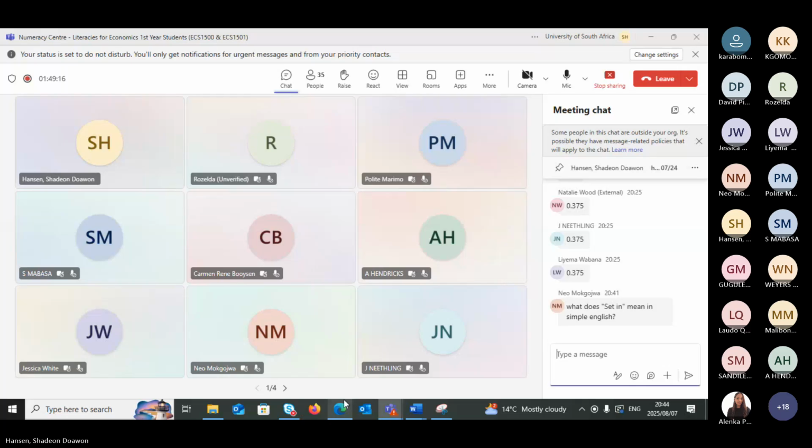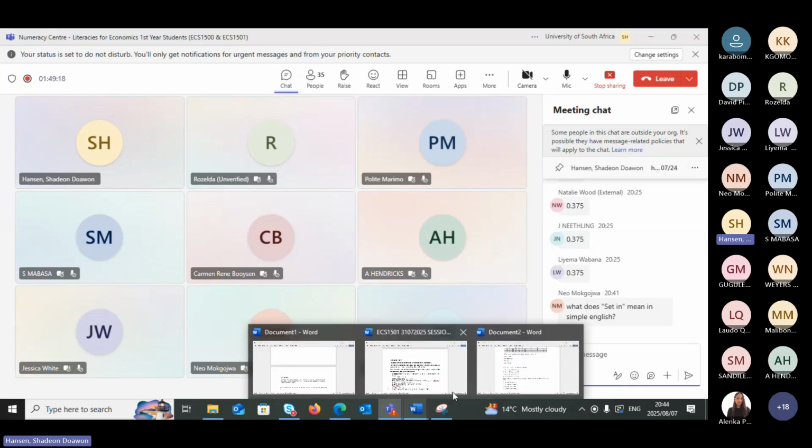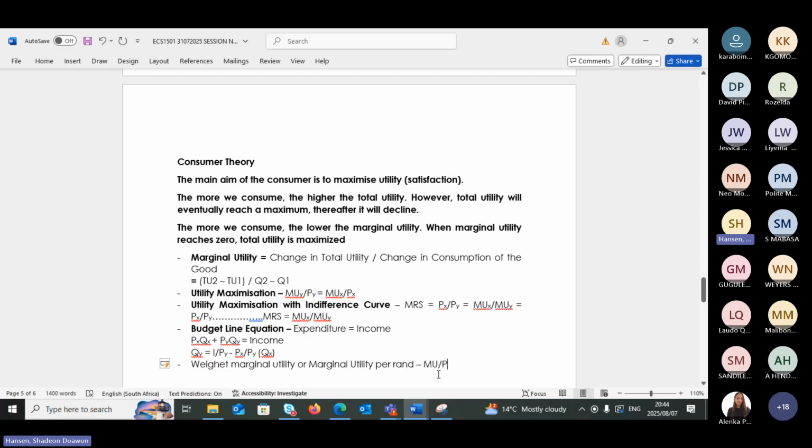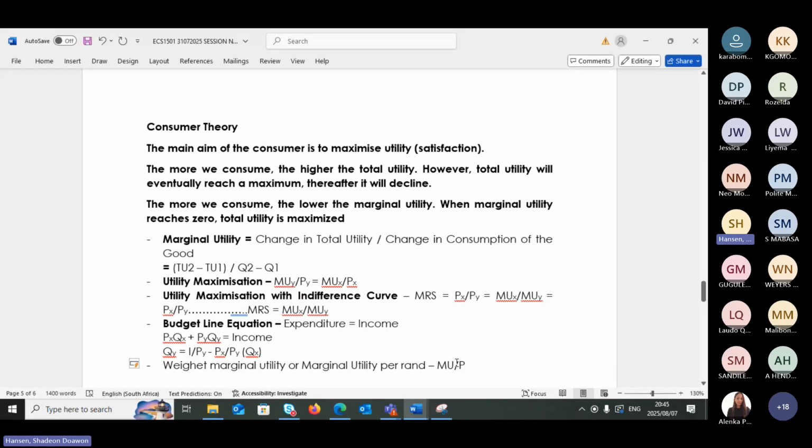All right. The formula is for the weighted marginal utility or the marginal utility per rand. You see, we take the marginal utility. Let me zoom in a bit over here. Take the marginal utility and we divide it by the price. You see, marginal utility divided by price. Now, sorry, that's weighted. Let me just put there, weighted marginal utility. Let us just copy and paste our formulas over here. All right.